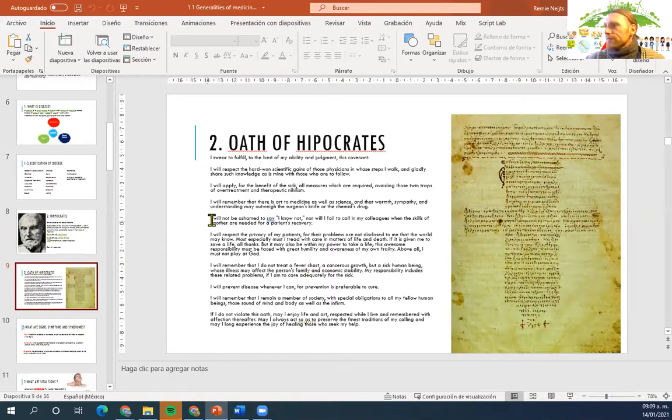I will not be ashamed to say I know not, nor will I fail to call my colleagues when the skills of another are needed for a patient's recovery. So basically, it's a list of promises that medical people make in order to protect the integrity of the patient, to always do the best things possible for each person, not to share it with anybody else, and only to do it in the interest of the patient.